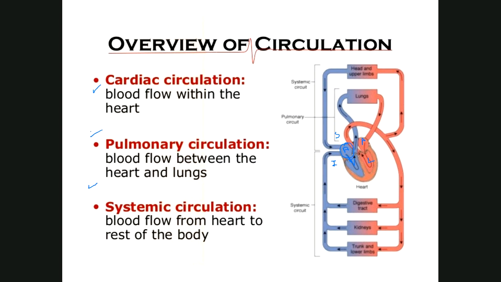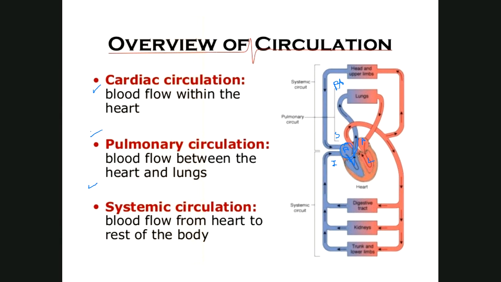This blood's going to go through the tricuspid valve, and then it's going to go into the right ventricle. Then the ventricle is going to contract and it's going to push this deoxygenated blood out the pulmonary semilunar valve to the lungs. The vessel bringing this deoxygenated blood to the lungs is called the pulmonary artery. And on the models, this vessel is going to look blue because it's carrying deoxygenated blood.